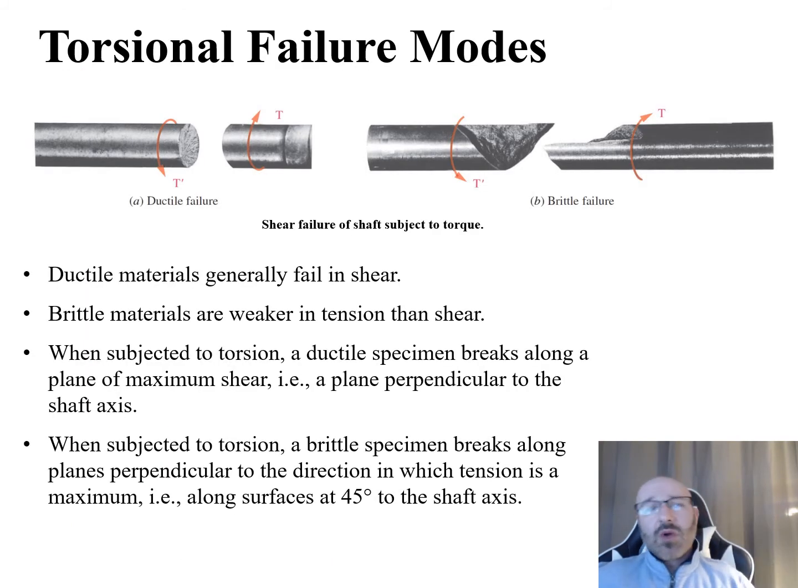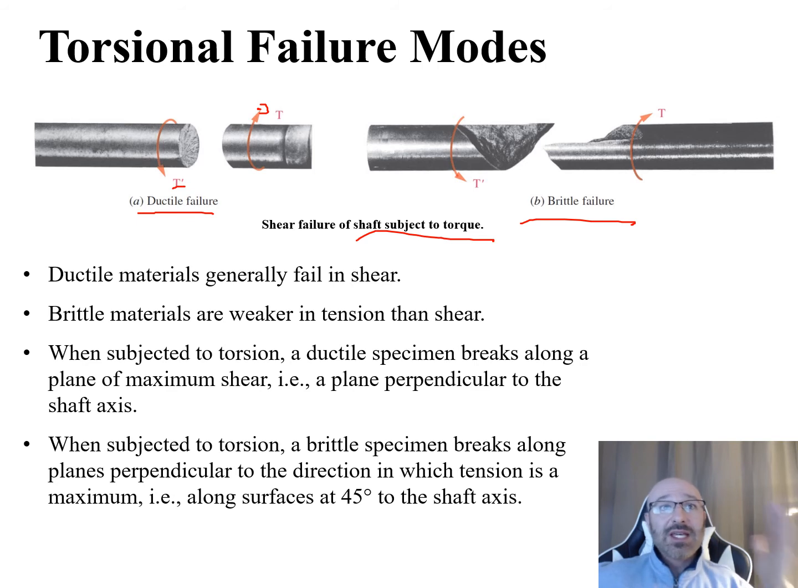So the next topic I want to discuss is torsional failure modes. We can see two different types of failure modes for a shaft that's subjected to a torque: a ductile failure and a brittle failure. For the ductile failure, we can see there's our T and our equal and opposite T prime down here, twisting in equal and opposite directions to each other. And we have a ductile failure right here.